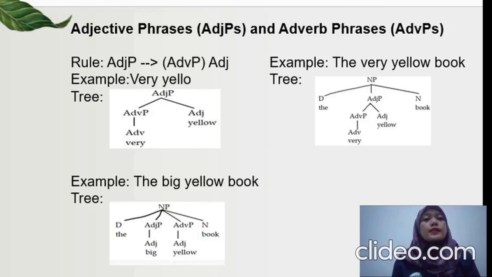While in the sentence, the very yellow book, the word very is an adverb modifying the adjective yellow. The adverb phrase very yellow functions as an adjective phrase modifying the noun book. Therefore, the adjective phrase consists of the adverb phrase very and the adjective yellow.